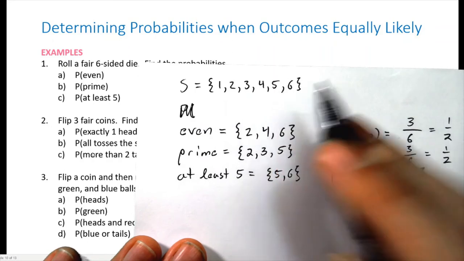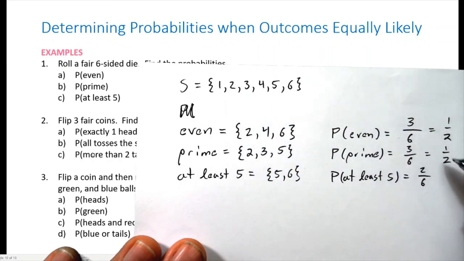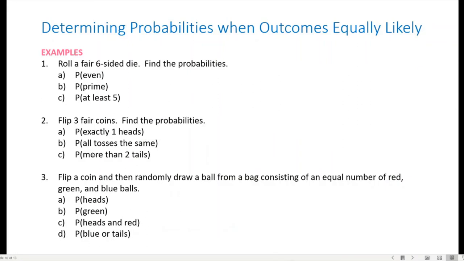And there's 6 things in the sample space. So 2 out of 6. That simplifies to 1/3. I'm just counting and dividing. That's all I'm doing. All right? So let's look at the next one here.